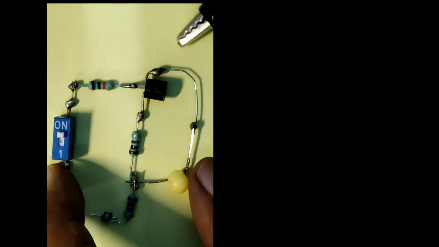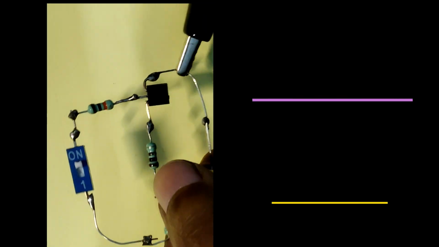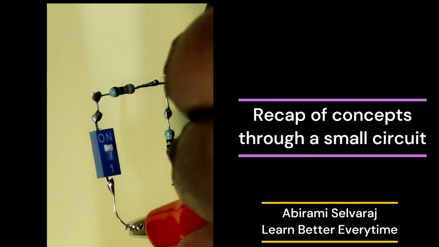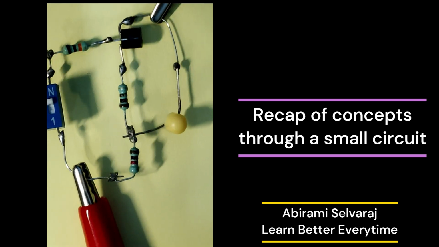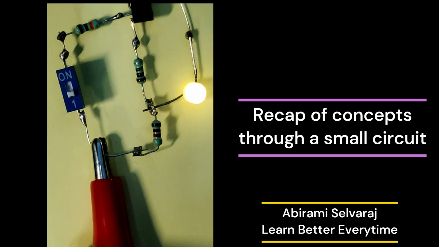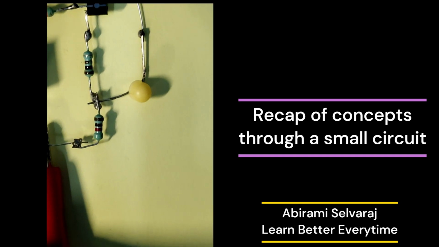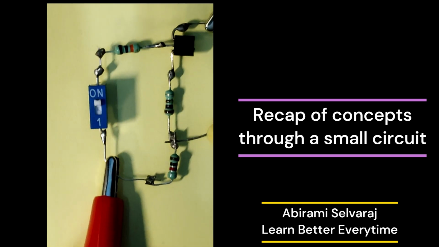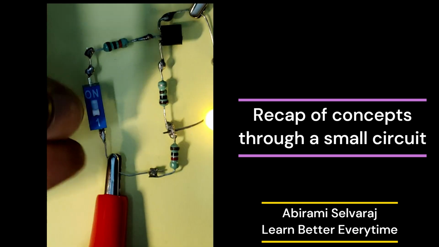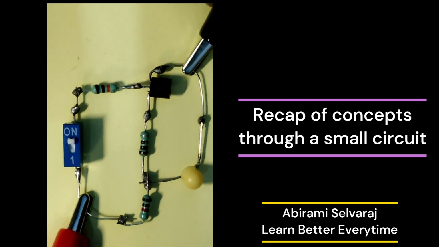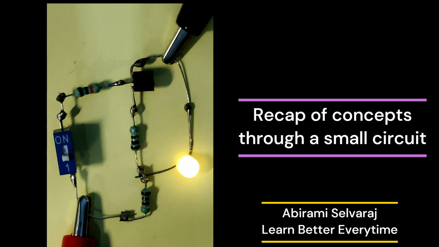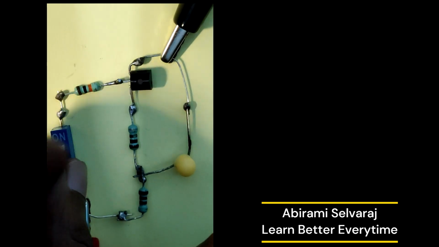This was a very small project, but I think it gave you some insights on making a small circuit and also some concepts on BJT, LEDs, and what values of resistances you should use in which places. But I have not explained what the current will be when I choose this RB or RC. That is itself a separate topic we can cover in another video.